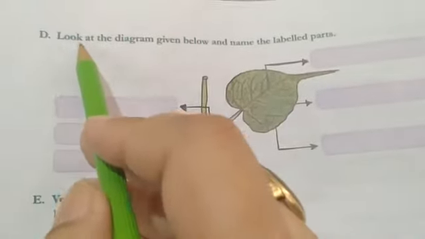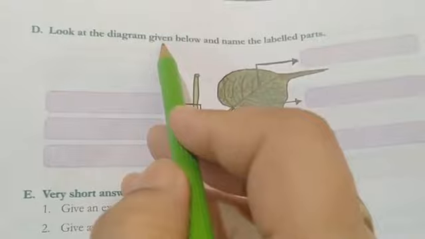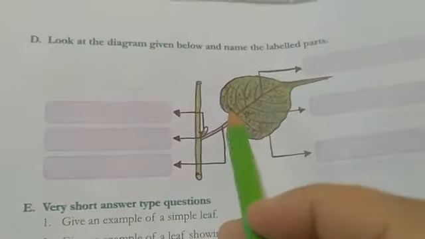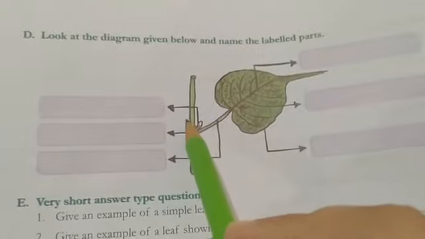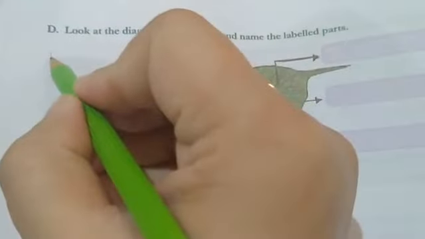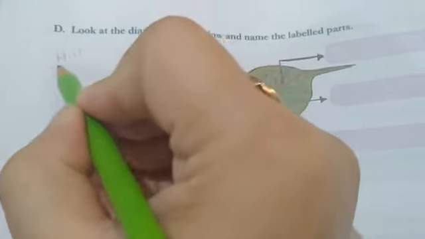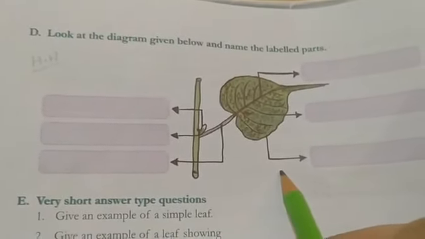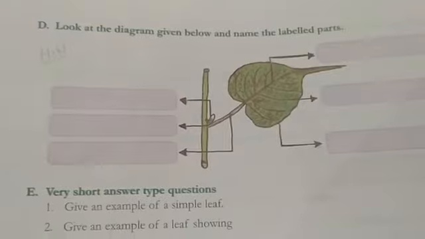Question number D. Look at the diagram given below and name the labeled parts. Dear children, this you have to do on your own. This is your homework. You can find the answer from page number 14.